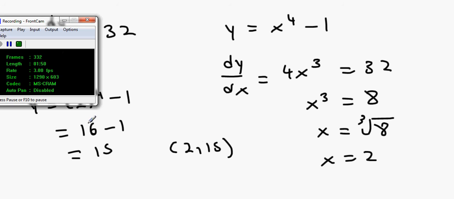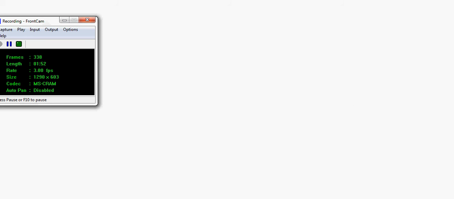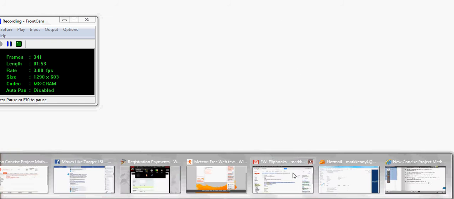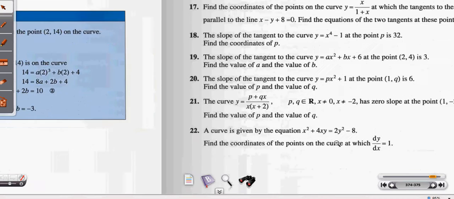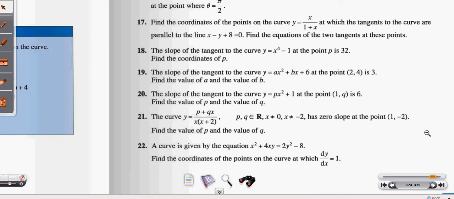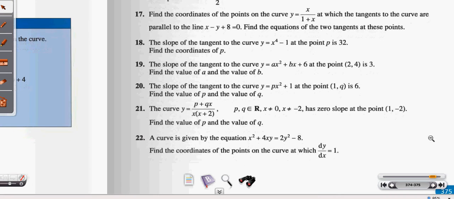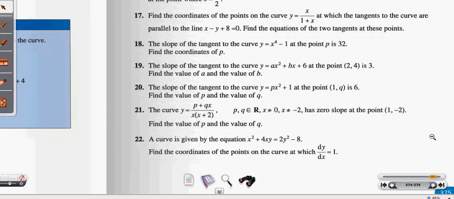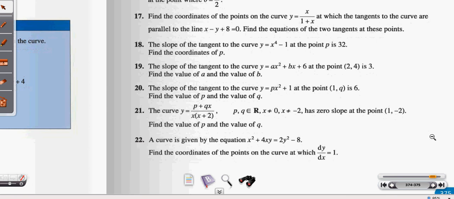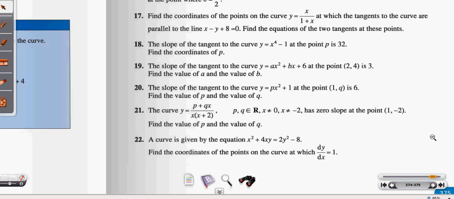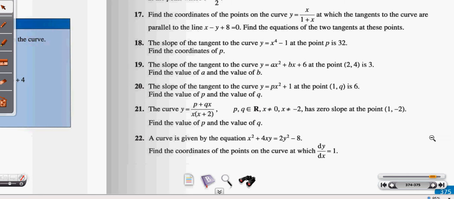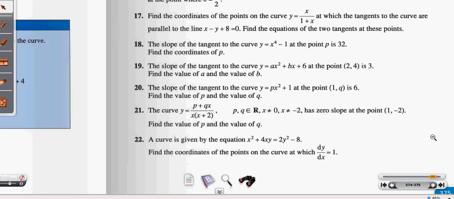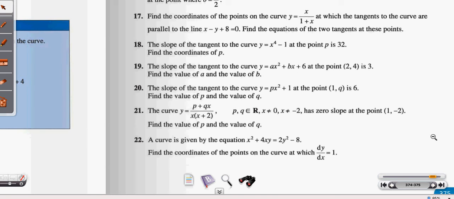Okay, so the next question we have is number 21. Number 21 is basically the curve y equals (p plus qx) over (x squared plus 2x), where p, q are elements of R. This means that p and q can be any number. It can be minus a fraction or plus a fraction. It tells us specifically x can't be 0. This means the denominator cannot be 0. x can't be minus 2 because if x is minus 2, the denominator would end up being 0 as well.